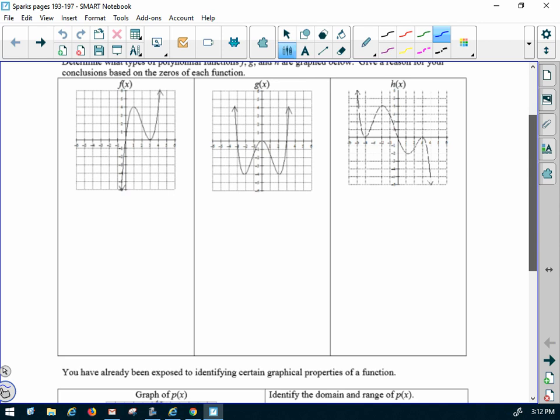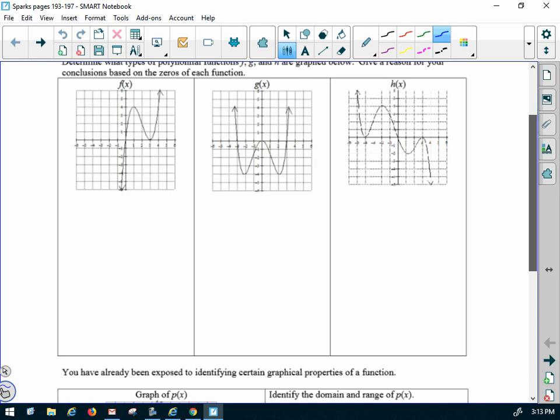Cubic. Why? Because, tell me where the zeros are. What is the multiplicity of the root 0? Because the curve just smoothly crosses. What is the multiplicity at 3? Because what does the graph do? Good. So we know we have a cubic function because we have a 0 of multiplicity 1 and a 0 of multiplicity 2.